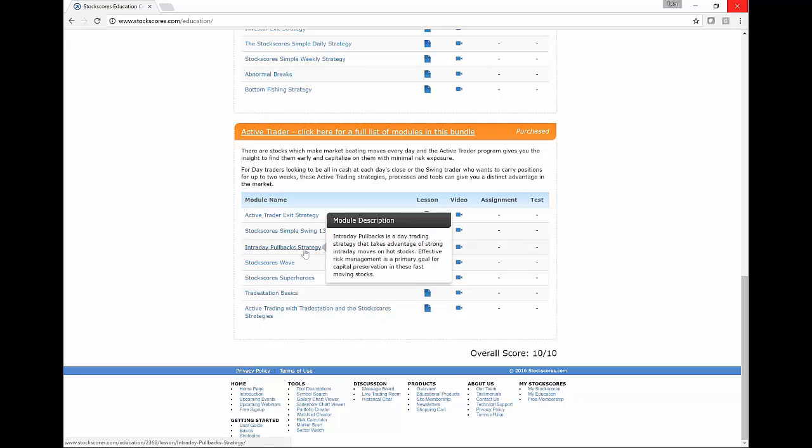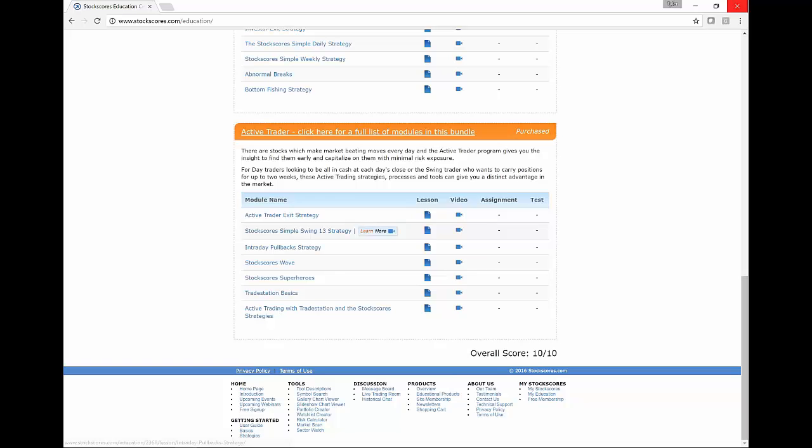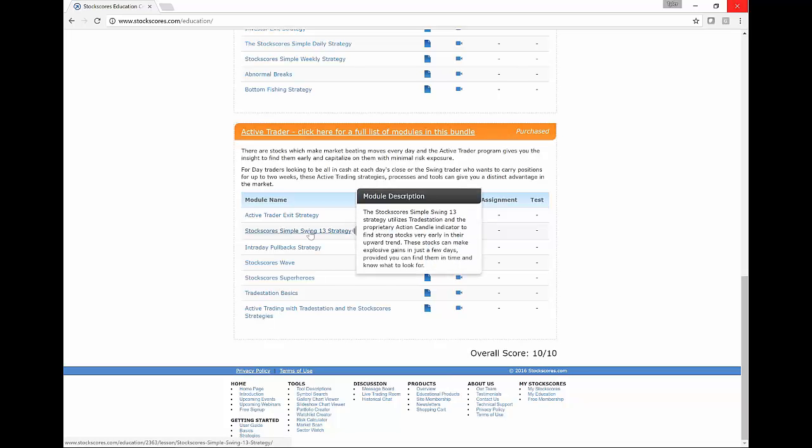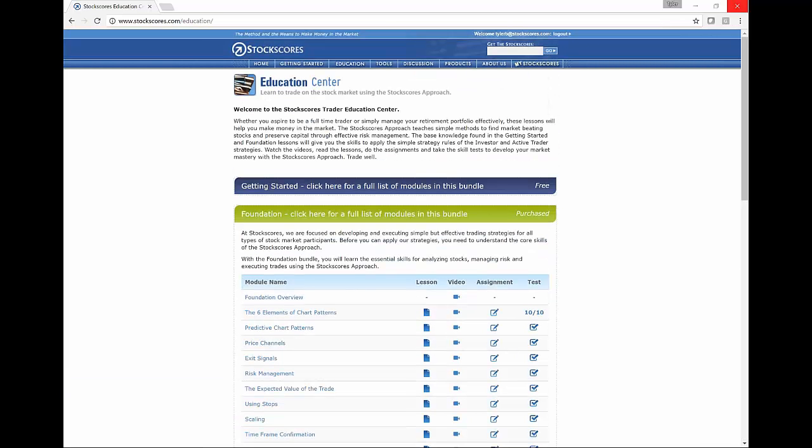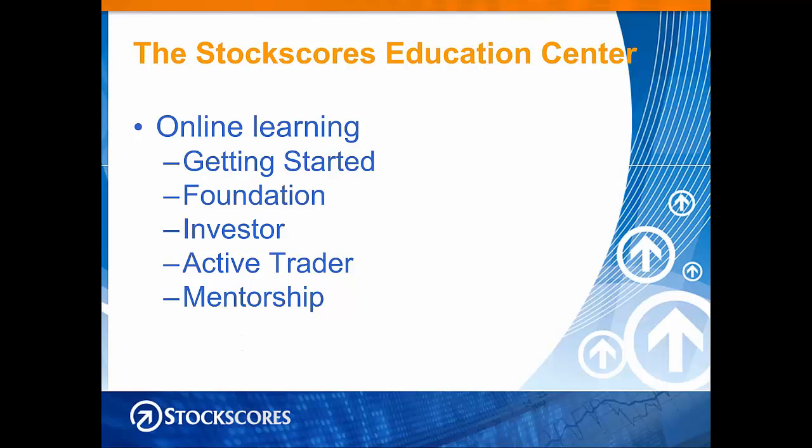But most of my trades these days are intraday pullbacks. If I was a swing trader, I'd be doing this one, Stockscores Simple Swing. But because the market's been in a sideways range in the last little while, I'm not doing a lot of these right now. When the market breaks out of that range, then I'll be doing these a lot more. There's a lesson that explains how that strategy works, and there's a video that has me teach how it works. All of that is in the Education Center on Stockscores.